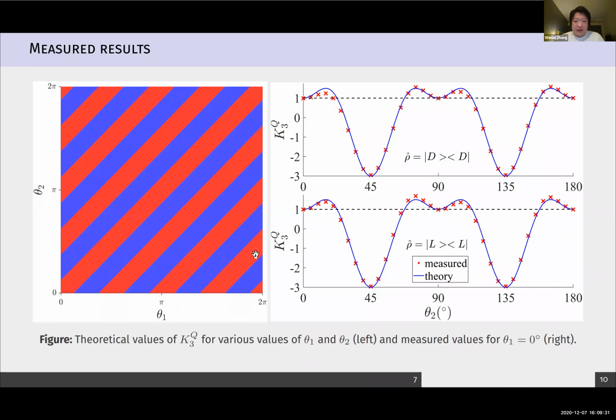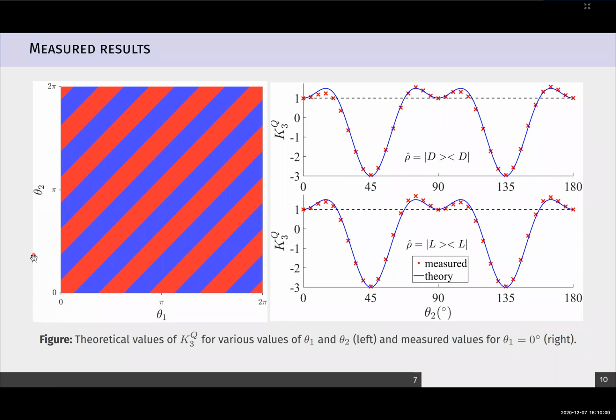So here on the left plot, I'm showing the theoretical calculation of K3Q for various values of theta 1 and theta 2. Now I'm only showing two colors because I'm just showing the part where K3Q is larger than 1 and the part where K3Q is smaller or equal to 1. So blue represents the region where K3Q is smaller or equal to 1, and the red is where K3Q is larger than 1. So K3Q larger than 1 means that the Leggett-Garg inequality is violated there.